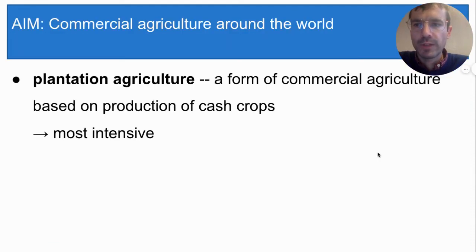The next type of commercial agriculture is called plantation agriculture. Plantation agriculture is based on the production of specialty items called cash crops. It is extremely intensive, requiring a lot of workers and a large capital investment. And it is always practiced in tropical climates. You will learn more about plantation agriculture later in the unit.